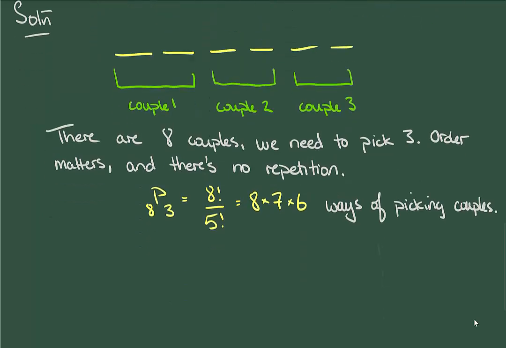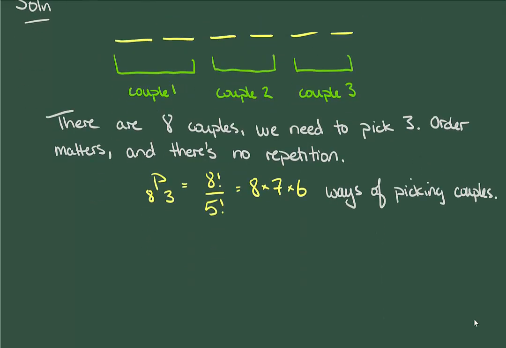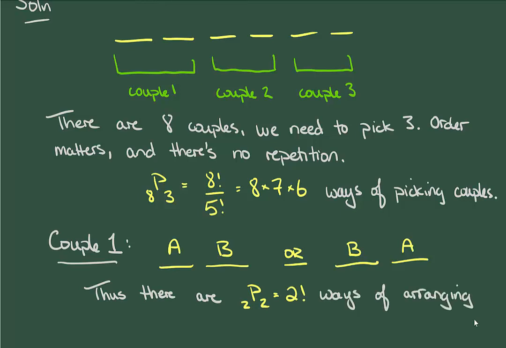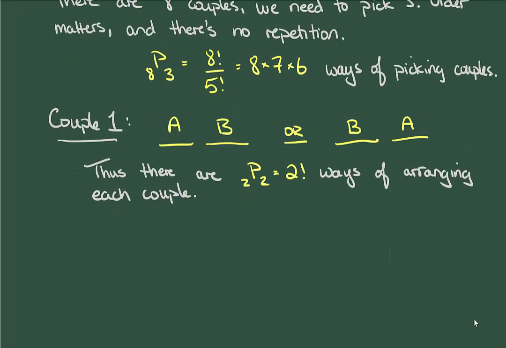Okay, but we're not done yet. Each couple can sit in 2 different ways. Let's say A and B are a couple. We can seat them as AB or as BA. Now this is also a permutation. It's the number of 2 permutations of a set of 2, so there are 2 pick 2 ways of seating this couple in the first 2 chairs. That same argument applies to the second and third couples as well.